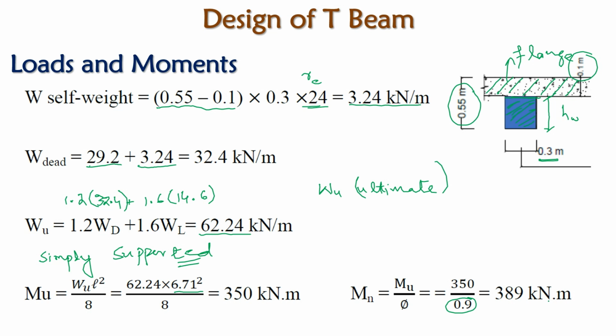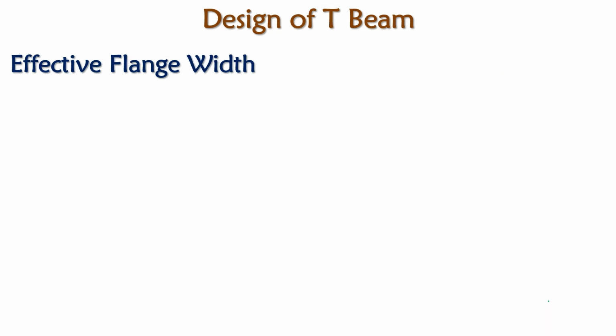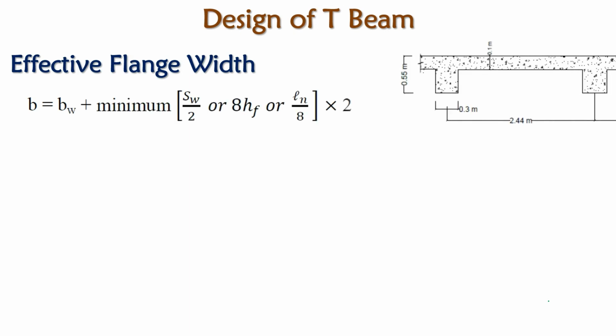After determining the loads and moments, we have to determine the effective flange width because we are not given the effective flange width. So basically, this is equal to bw plus the minimum of these three values times 2. We have to decide sw by 2, 8 hf, and ln by 8. We will find these three values and pick the minimum value out of these. This will be added to bw, so we will get the effective flange width b.